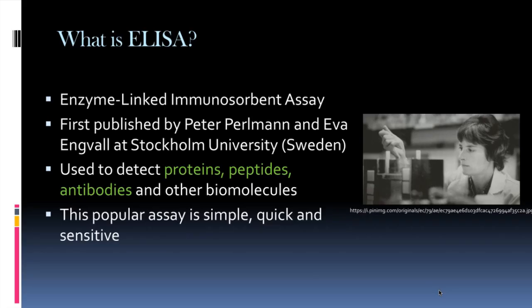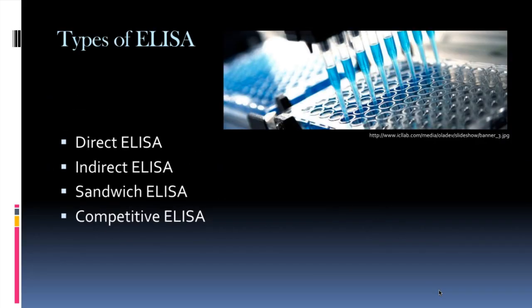ELISAs are used very often nowadays, and one of the big reasons is because they're very simple, very quick, and very sensitive. You can typically get an ELISA done in 1 day or 2 days if you extend your incubation steps. So within a couple of hours, you can get data from large numbers of samples, and they're really sensitive. So they can also detect between 0.01 nanograms to 0.1 nanograms of an analyte, which is great for a lot of experiments. Okay, so what are the different types of ELISAs?